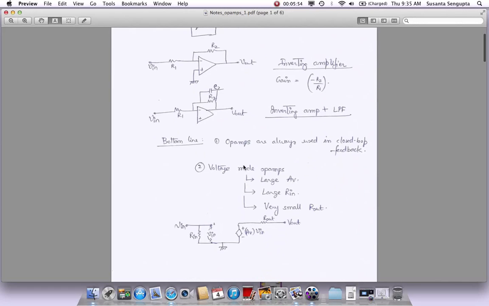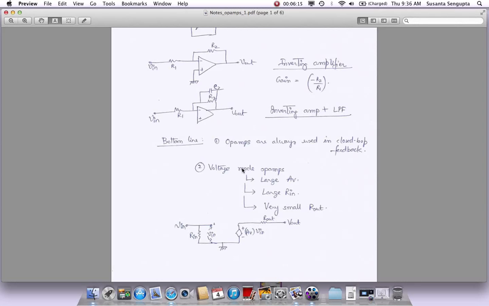Why? Because these op amps, which are mostly what we will talk about, the voltage mode op amps, they have very large voltage gain. These are some of the key properties of these op amps that we want from these guys. They need to have a very large open loop voltage gain. That is, from this input to the output, its gain should be infinity if possible. So as large as possible.